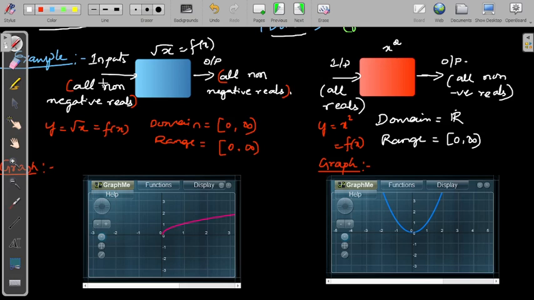Range means all the possible outputs which we will get after substituting the value of x into the function. So here the domain of the function is all positive reals including 0. The range of the function is also positive reals including 0.